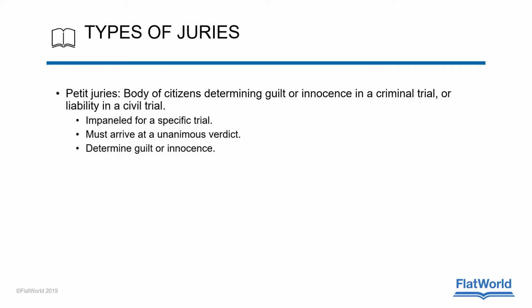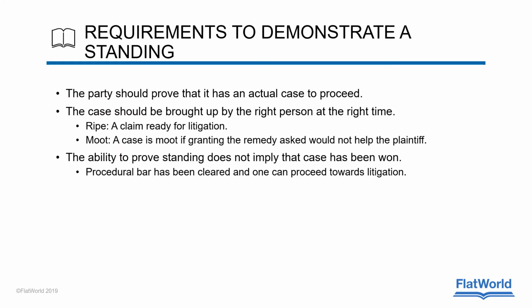And then there are petty juries, from the French petit. These are bodies of citizens determining guilt or innocence in a criminal trial or liability in a civil trial. So they're impaneled, meaning they're put on the case for one trial. They have to arrive at a unanimous verdict, and they determine guilt or innocence.